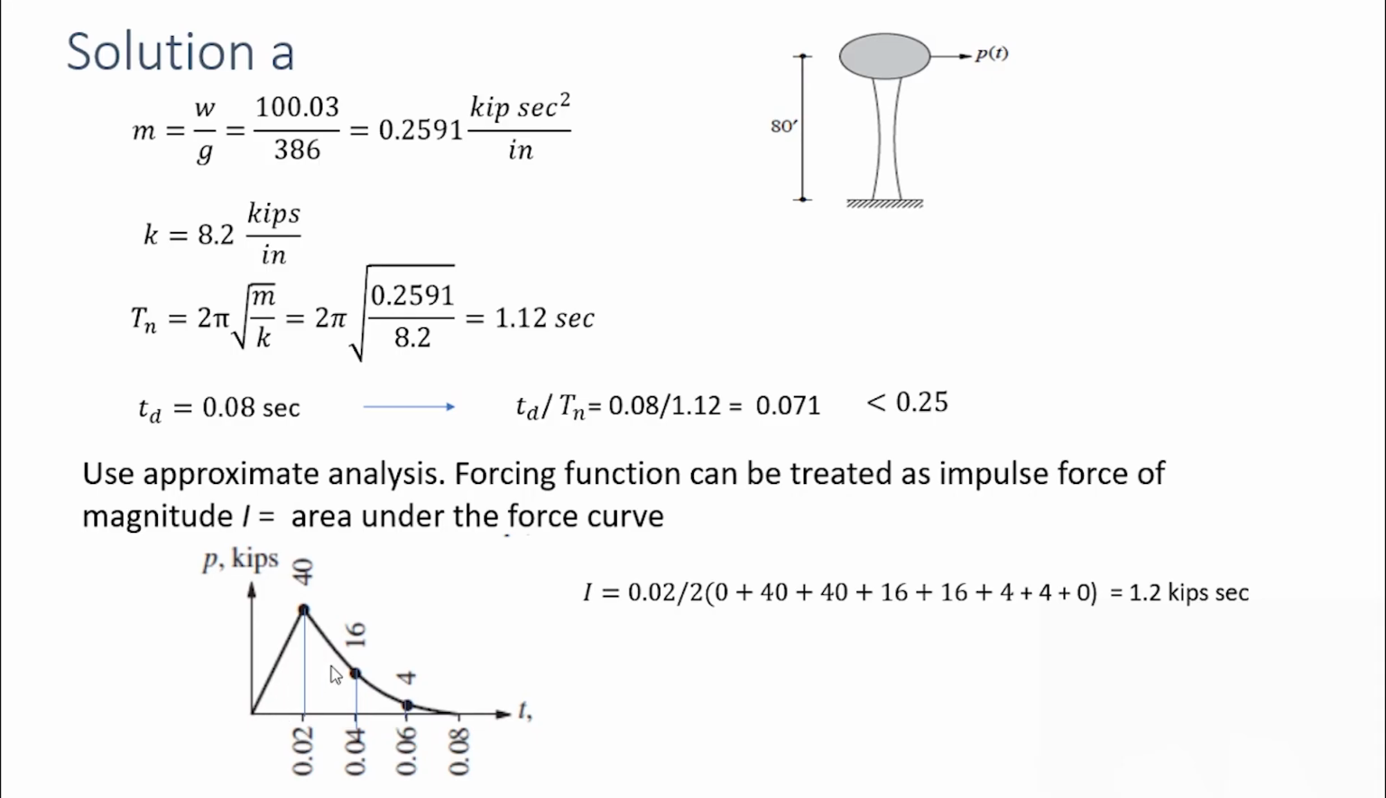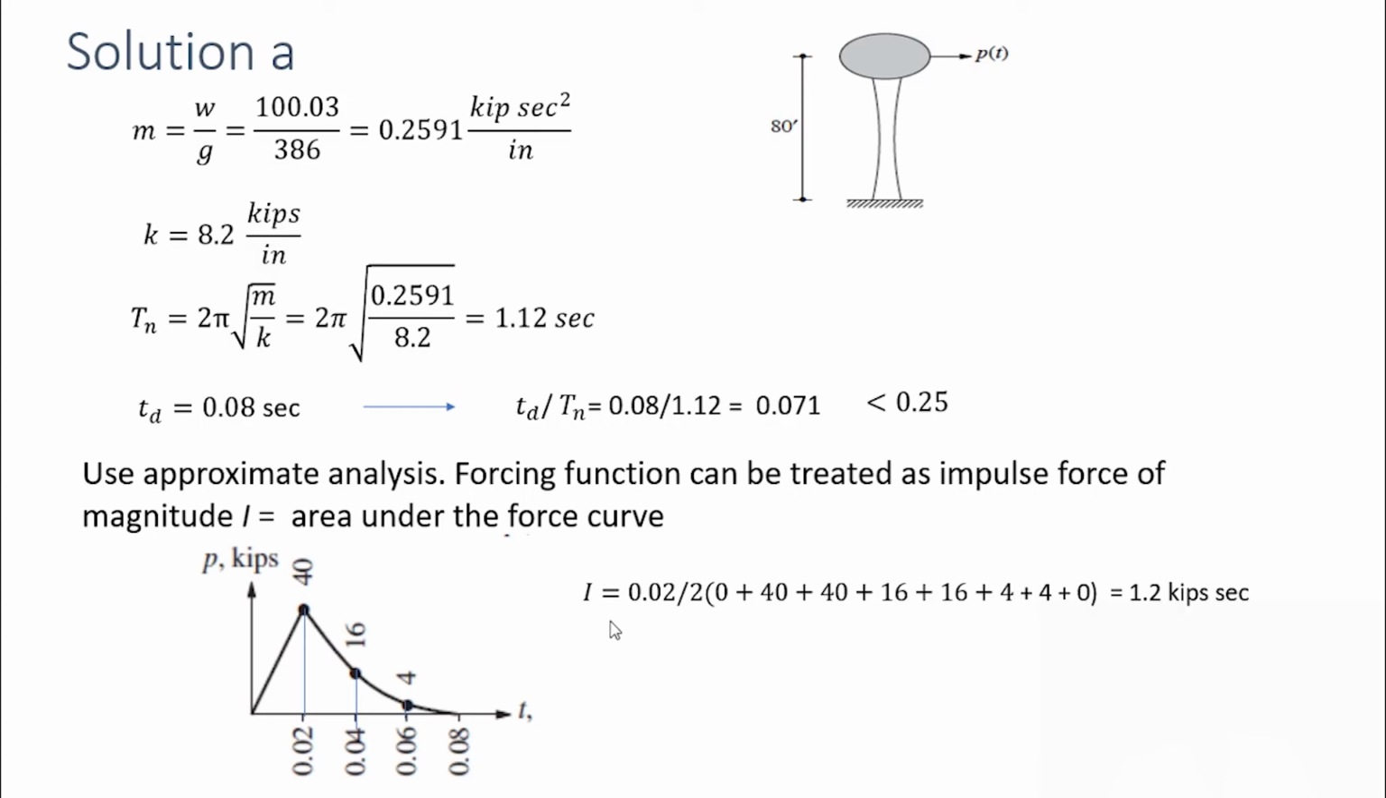We approximate this as trapezoids, and we can find the area as the sum of the areas of these trapezoids. For the first one, this time step is 0.02, so 0.02 by 2 times this side plus this side, that is 0 plus 40. For the next one, it is 40 plus 16. For the third one, it is 16 plus 4. Last one, it is just 4 plus 0. So we can find the area as 1.2 kips seconds.